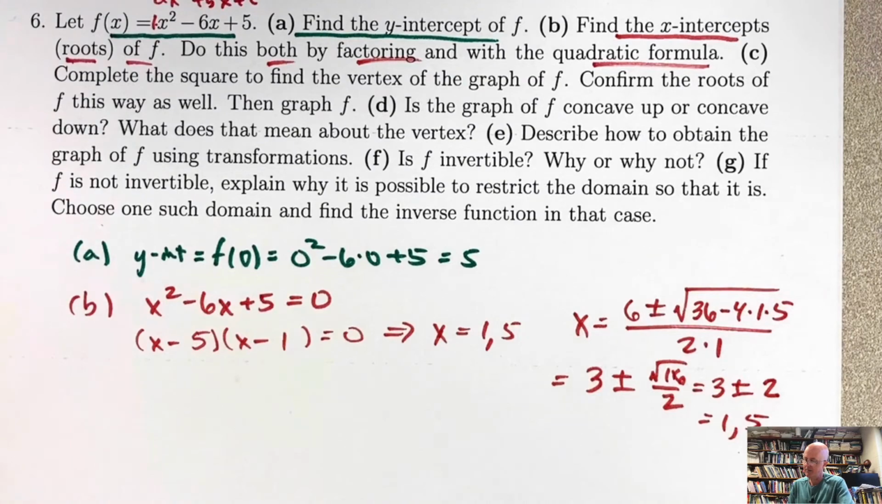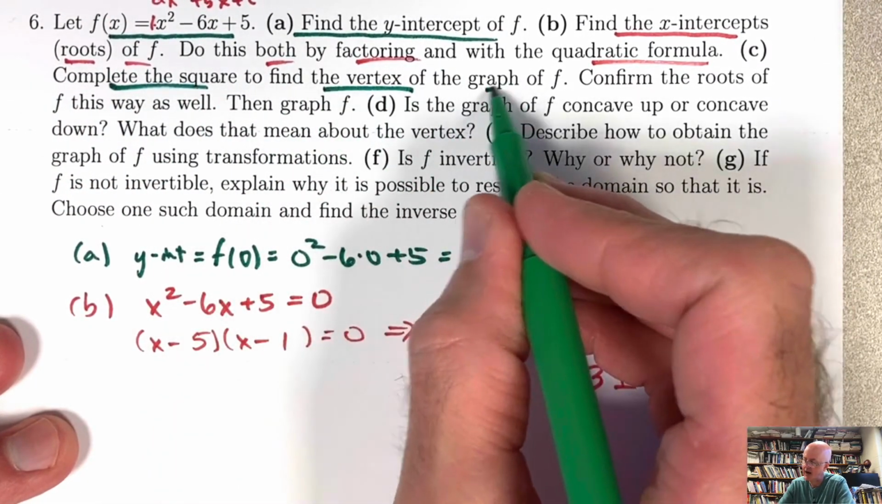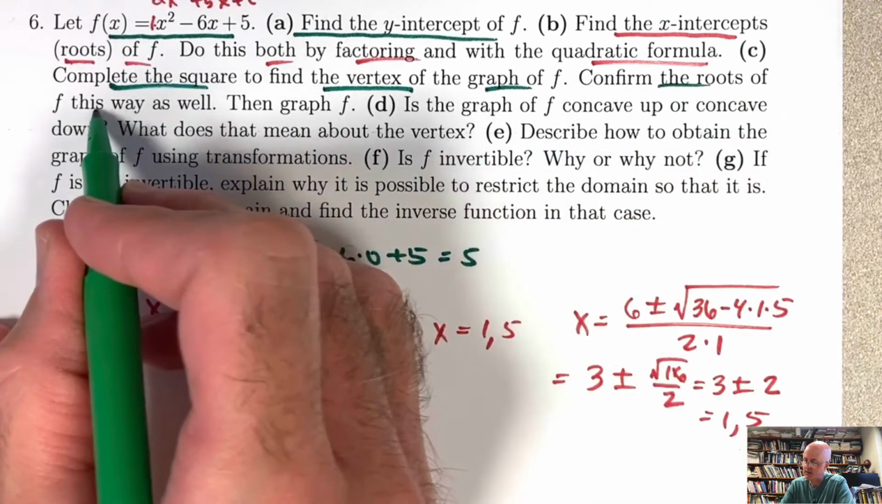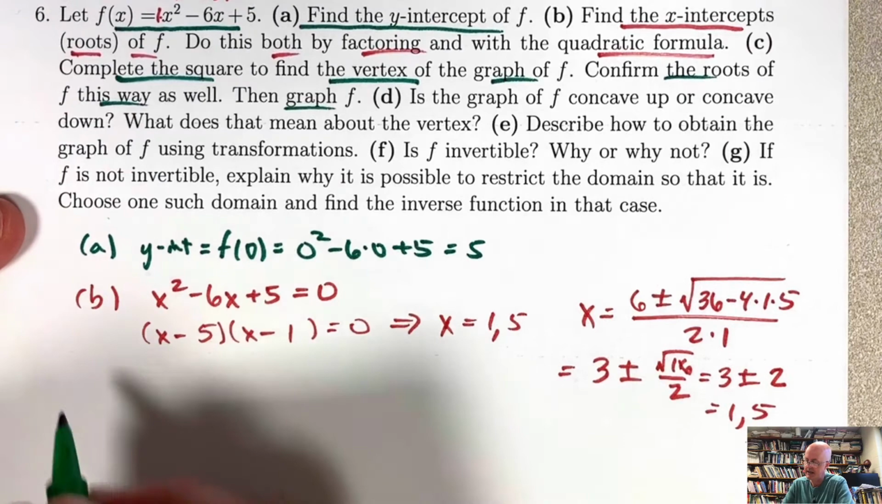That's good. Part C, complete the square to find the vertex of the graph and confirm the roots this way as well. And then graph f. Part C has got 3 parts to it.